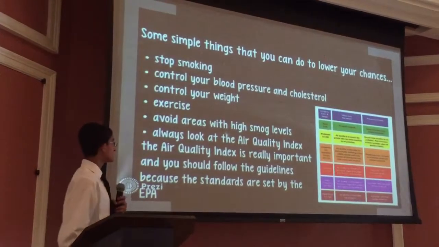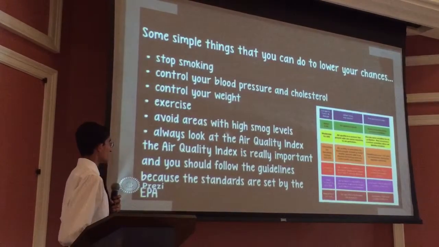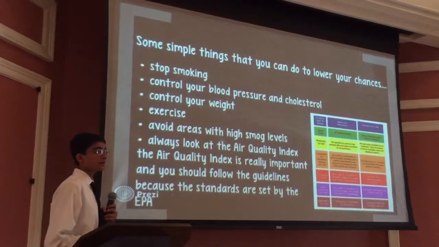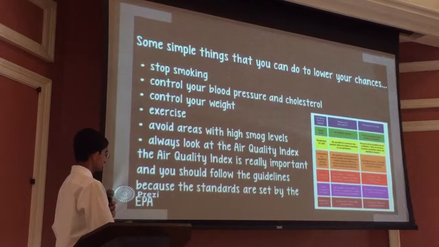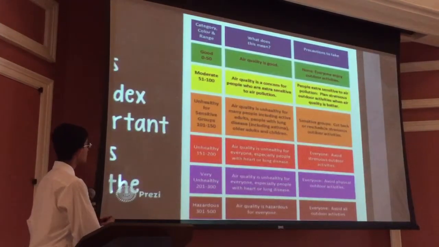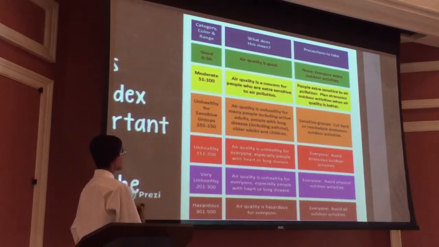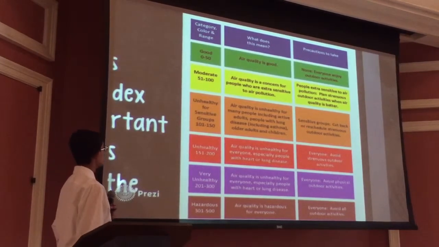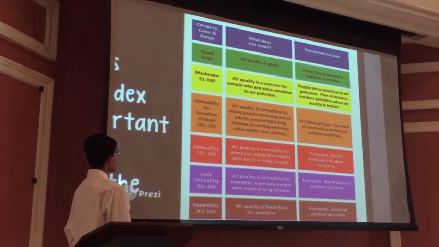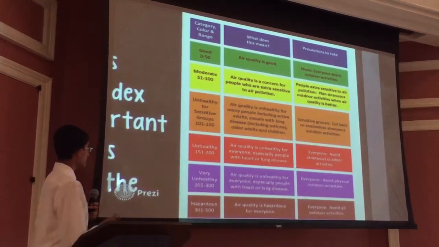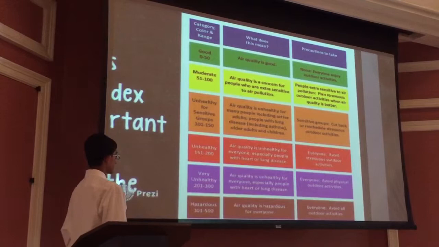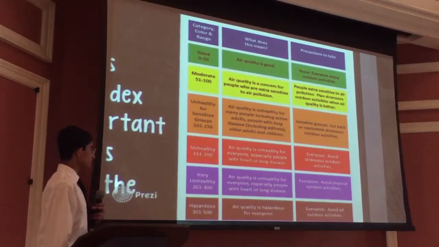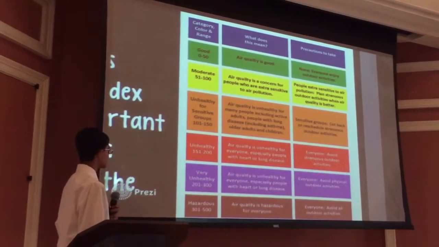One really important thing is to always look at the air quality index. The standards are set by the EPA, and it tells us how healthy the quality of our air is. And this is the chart. On a good day, the air quality is good, and that means we can go around and do activities outside. But as more and more pollutants are added into the atmosphere on certain days, the air becomes unhealthy, and very unhealthy, and then eventually it can go up to hazardous, at which point people should avoid going outside altogether.